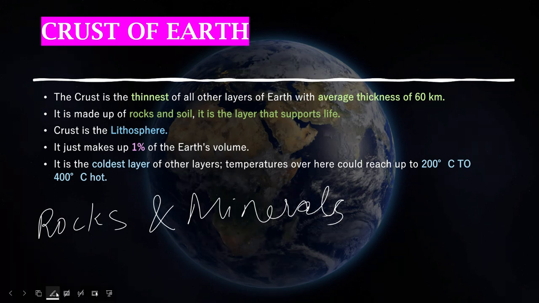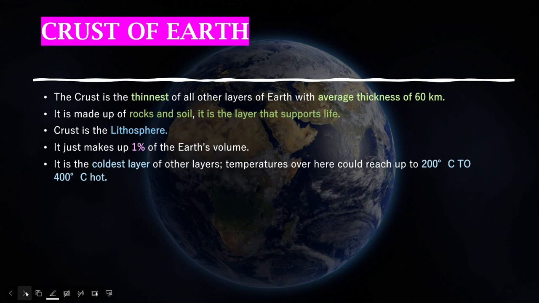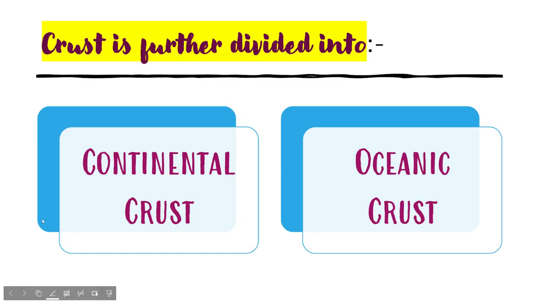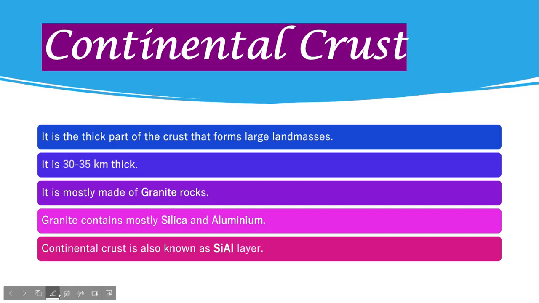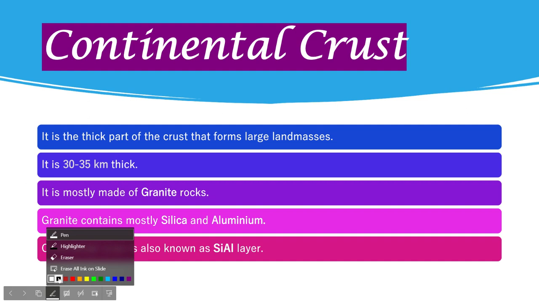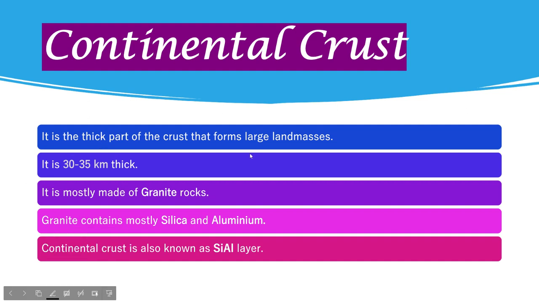That's why we can't survive on other layers. The crust is further divided into continental and oceanic crust. The continental crust is the thick part of the crust that forms large land masses. It is 30 to 35 kilometers thick. It is mostly made up of granite rocks, and granite rocks are rich in two minerals. One of them is silica, and the other one is aluminium.